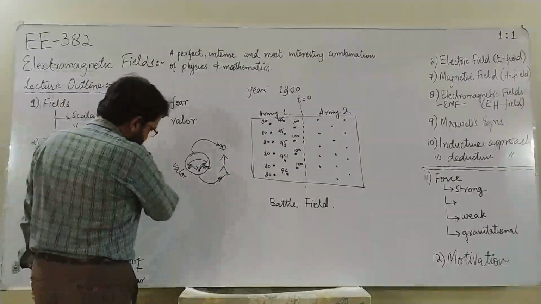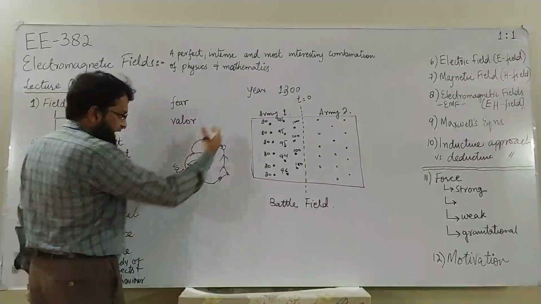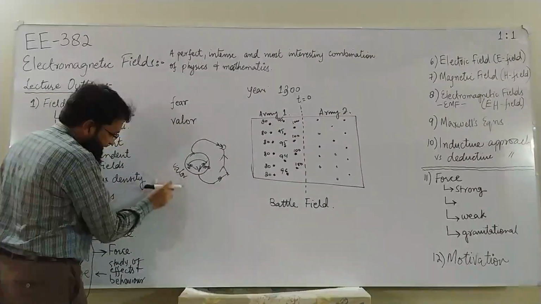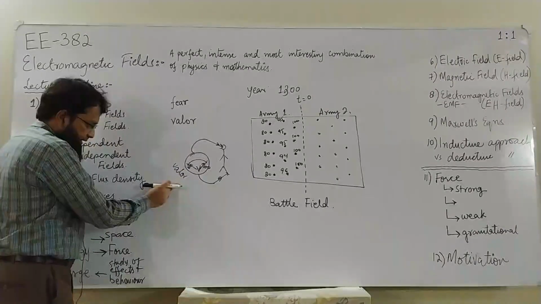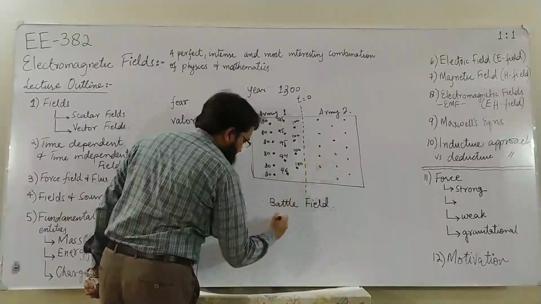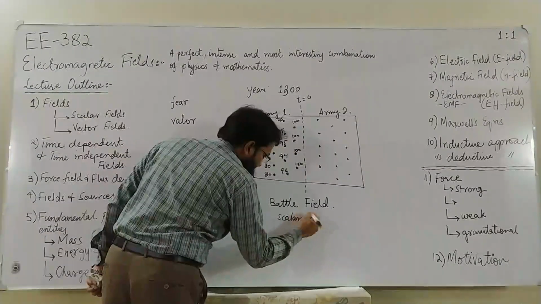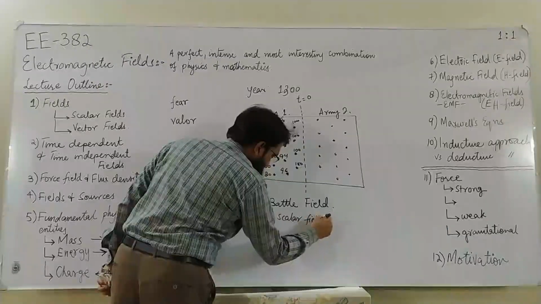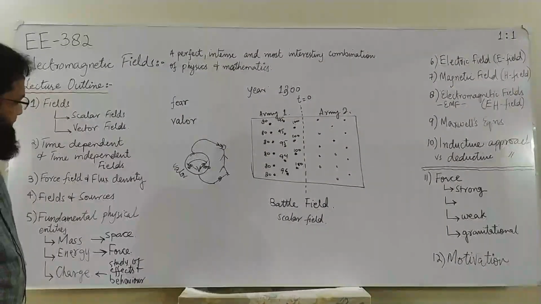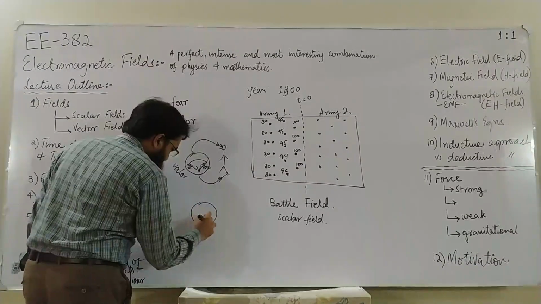So let's say this valor is a quantity which can be measured somehow, and we just discovered that this quantity valor is a scalar quantity. Now this battlefield, if we are measuring valor, becomes or can be classified as a scalar field, right?